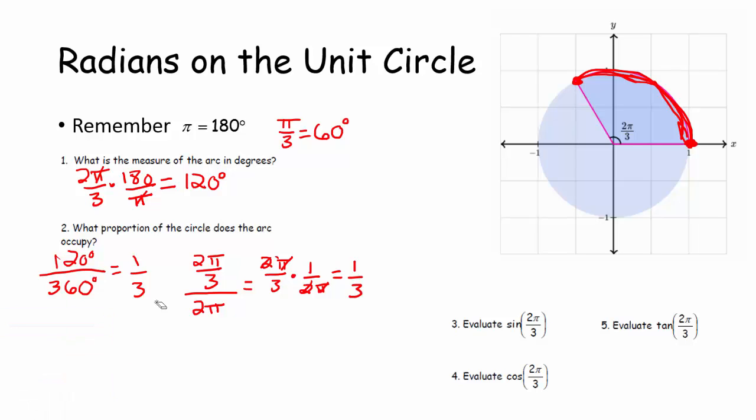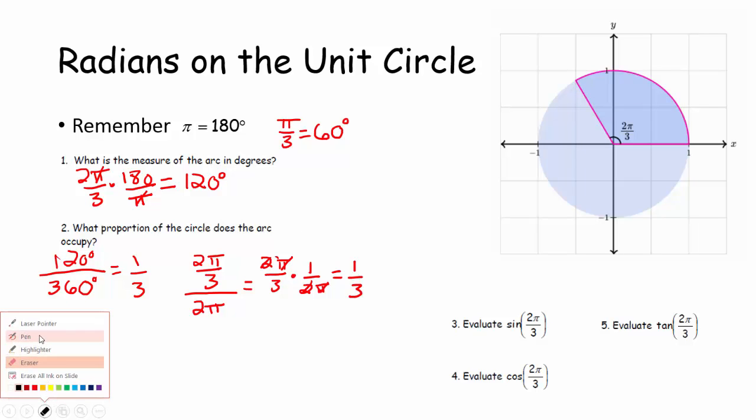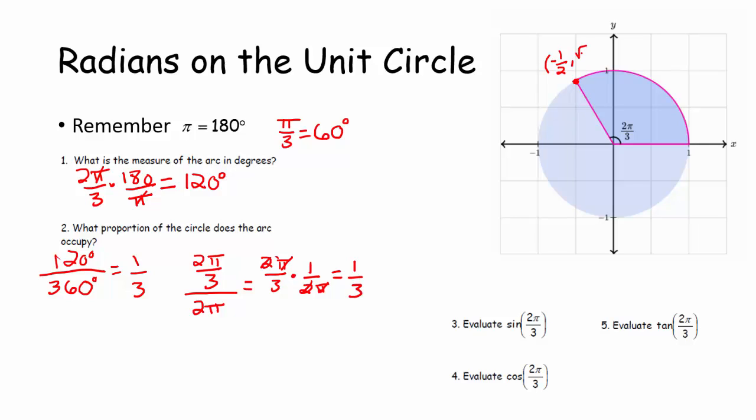So I'm just going to grab my eraser here really fast. So how would we do that? Well, if we had our unit circle, we could just look at this point right here, and that point is going to be negative 1/2, comma, root 3 over 2.